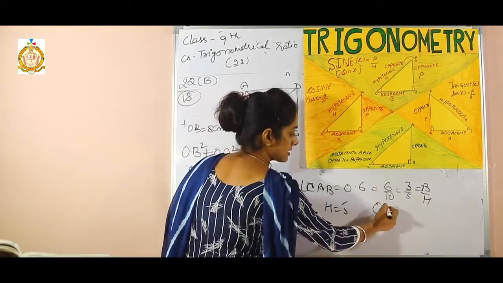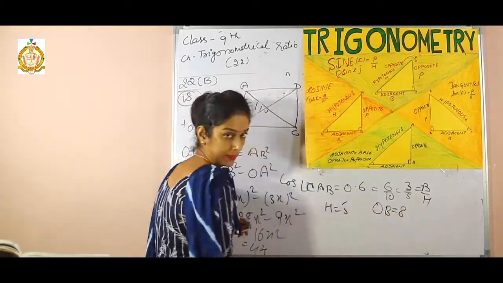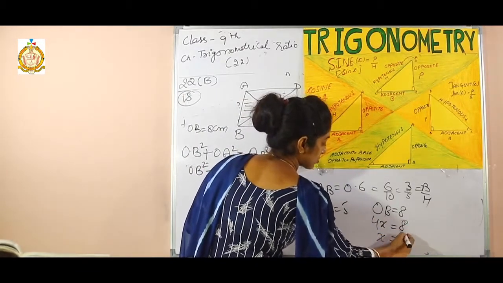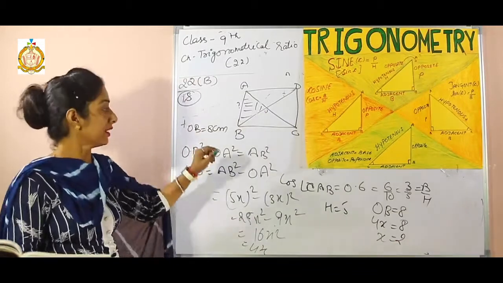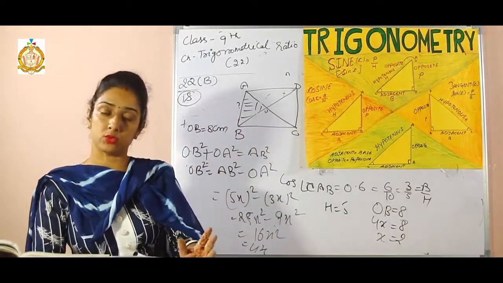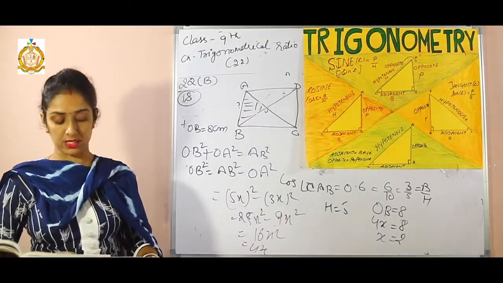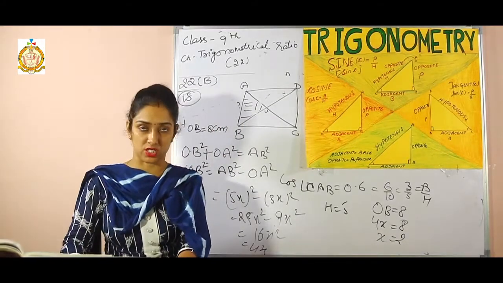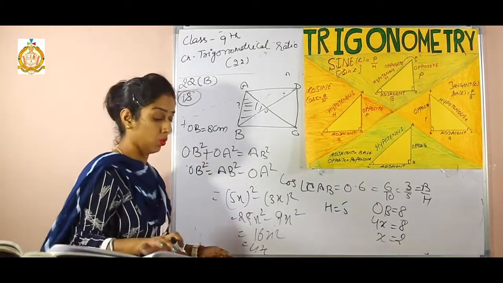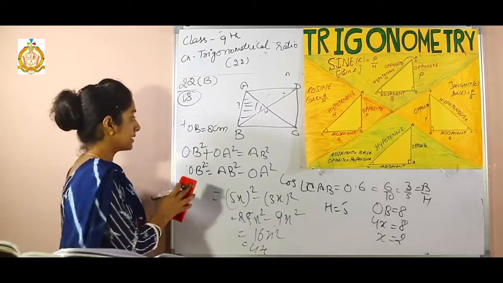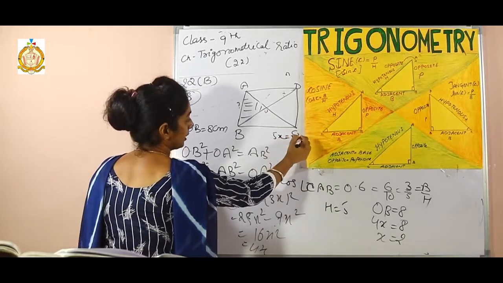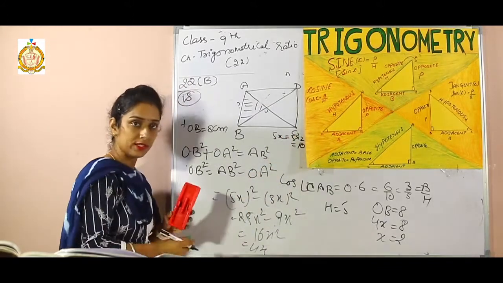But given that OB is equal to 8, 4x is equal to 8, so x is equal to 2. The ratios are 5x and 3x, that is 5 multiplied by 2 is 10 and 3 multiplied by 2 is 6. So BD is 8 multiplied by 2, which is 16, and AC is 6 multiplied by 2, which is 12. And the side is 5 multiplied by 2, which is 10, right?